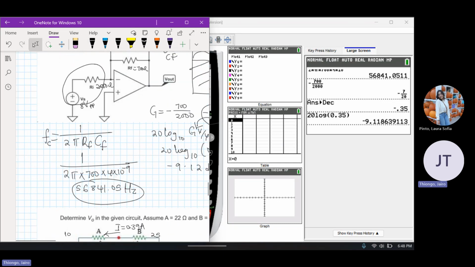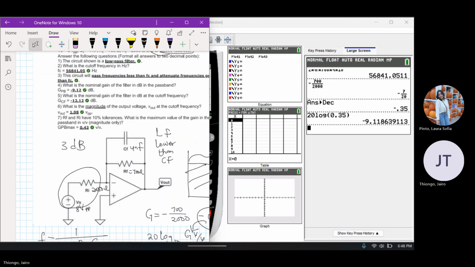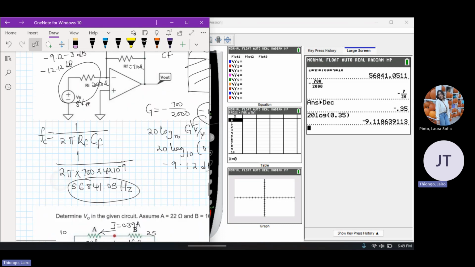So at this point, it helps to understand, as I said, I'll repeat again, that the difference in dB between the nominal gain in the passband and the cutoff frequency is 3 dB. So what do you do, having the gain in the passband? You just minus 3. So minus 9.12 minus 3 dB, which will be minus 12.12 dB. And there you have it. It's an easier route to finding and solving for that instead of going through this long route.